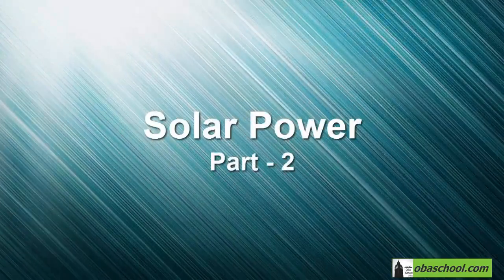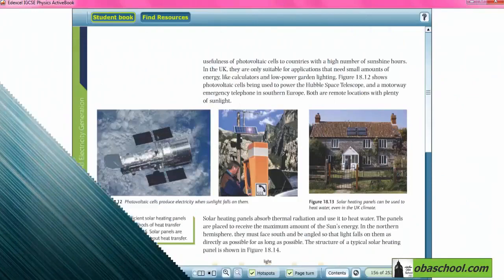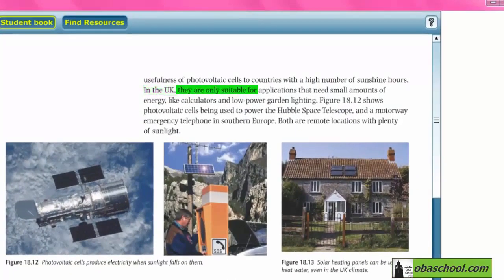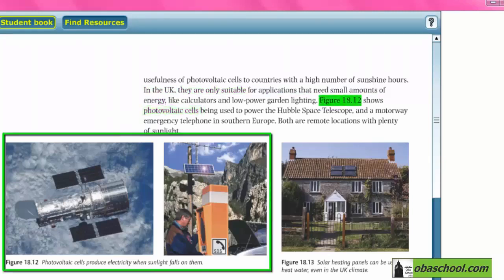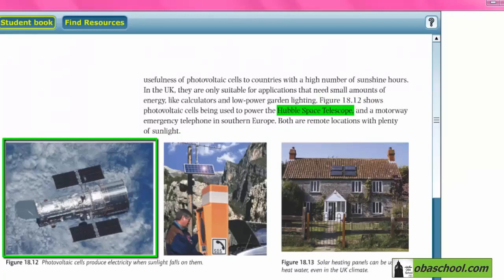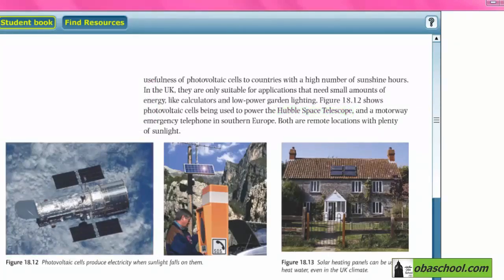Solar Power Part 2. We have talked in the previous tutorial about photovoltaic cells. In the UK, they are only suitable for applications that need small amounts of energy, like calculators and low power garden lighting. In this figure, you will see photovoltaic cells being used to power the Hubble Space Telescope and a motorway emergency telephone in southern Europe. Both are remote locations with plenty of sunlight. These convert solar energy into electrical energy.